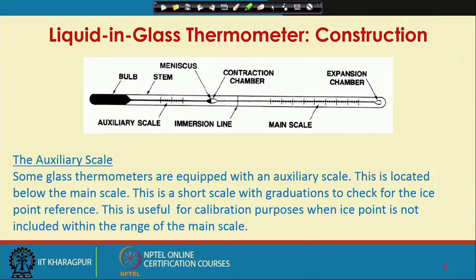Next, the auxiliary scale. Some glass thermometers are equipped with an auxiliary scale. Not all thermometers are provided with an auxiliary scale. This is located below the main scale. This is a short scale with graduations to check for the ice point reference. This is useful for calibration purposes when ice point is not included within the range of the main scale. So, if the ice point is included within the range of the main scale, then the auxiliary scale is not provided.